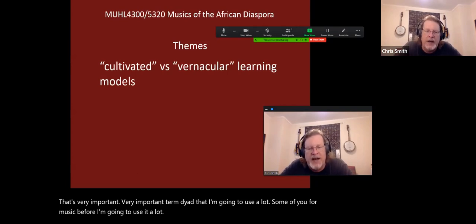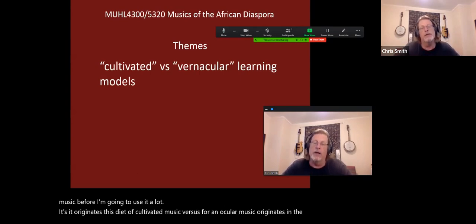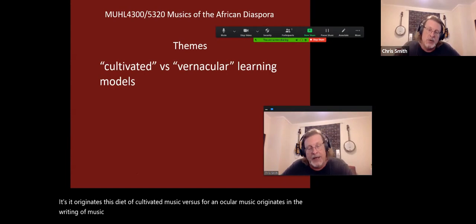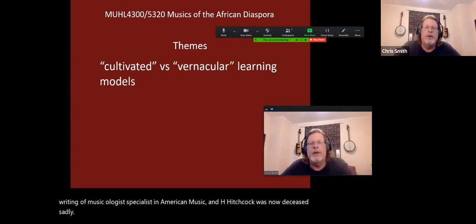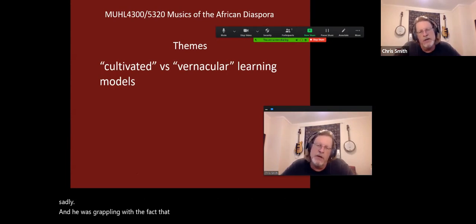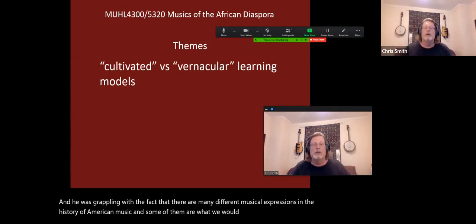It originates, this dyad of cultivated music versus vernacular music, in the writing of a musicologist, a specialist in American music, a man named H. Wiley Hitchcock, who's now deceased, sadly. And he was grappling with the fact that there are many different musical expressions in the history of American music, and some of them are what we would call so-called classical, literate, notated, concert art music.